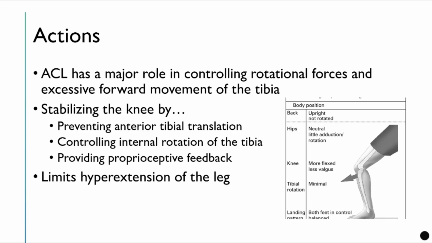In this image on the right, we have the body positioning of the back, upright and not rotated. The hips are neutral with little adduction or rotation. The knee is more flexed, less valgus. The tibial rotation is minimal, and the landing pattern has both feet in control and balanced.